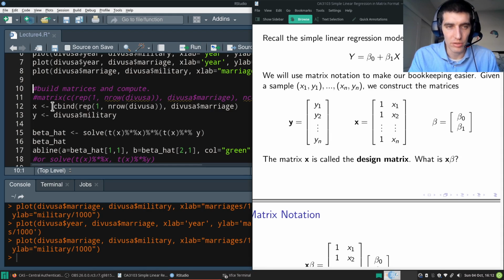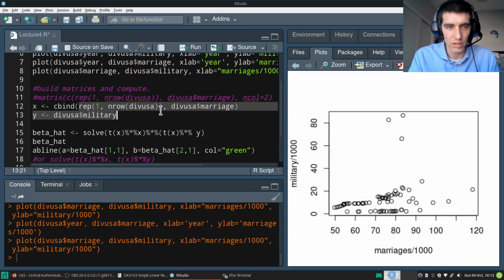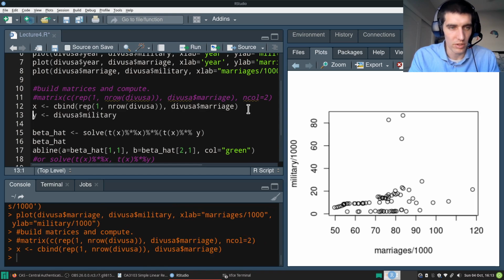The way that I'm going to do this is I'm going to use cbind. So cbind glues vectors together into a matrix. I'm going to give it a 1s vector, which is repeating a 1 times the number of rows in the data, and then the second column is going to be that X column. So this gives me my X, the design matrix, and my Y vector is just the vector military. Remember, I'm predicting the number of folks in the military with marriages. I'll go ahead and define that.